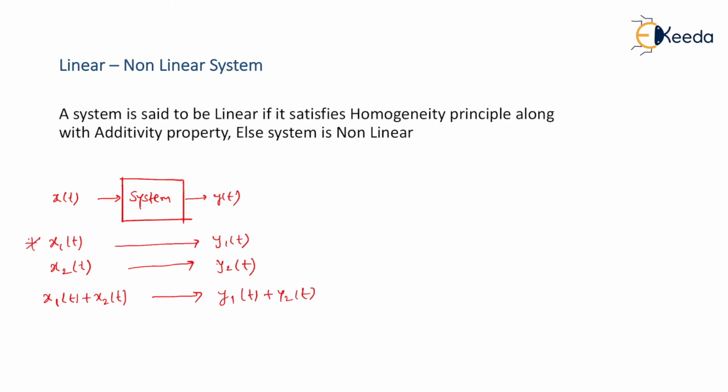In the first case, when I apply x1, I get output y1. In the second case, I apply input as x2, I get output y2. In the third case, I'm applying input as x1 plus x2. Naturally, I must get output as y1 plus y2. If that happens, then we say that the system is following the additivity property. So this is called the additivity property.